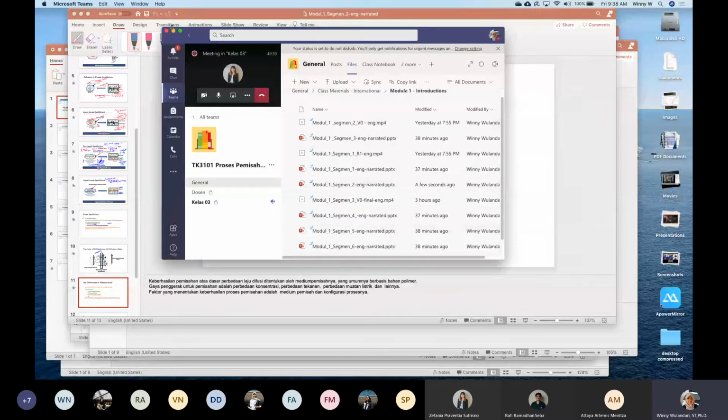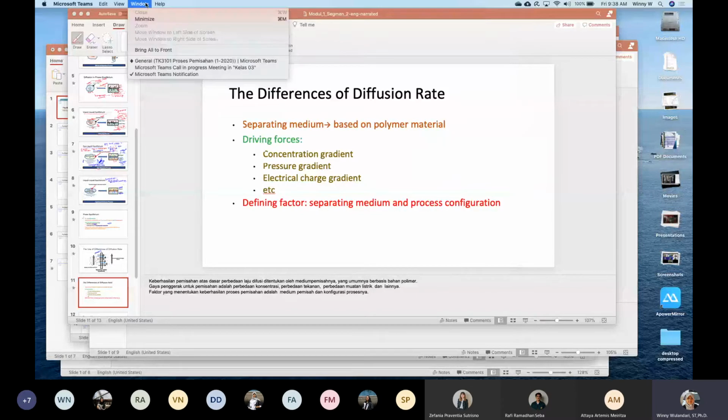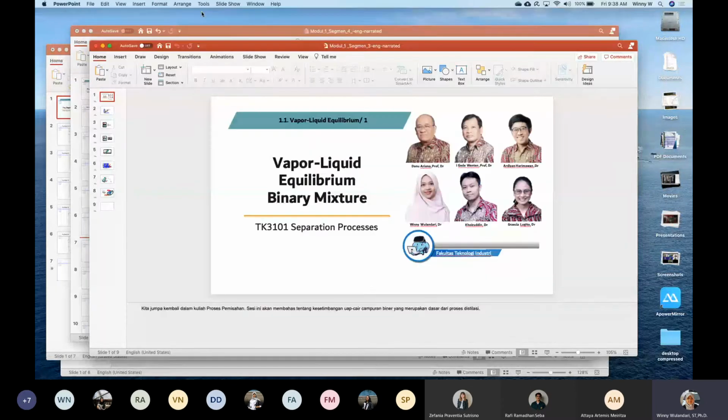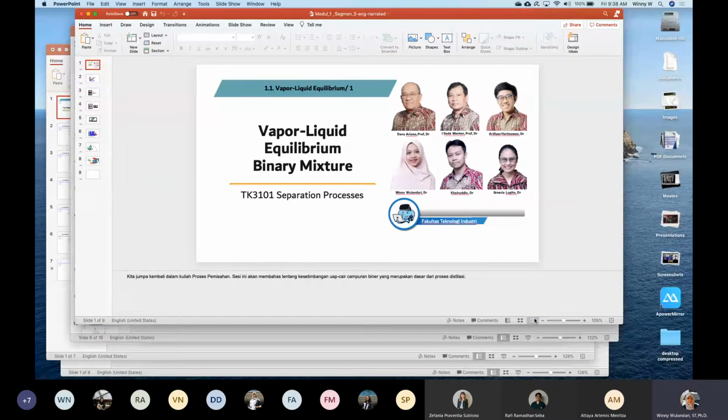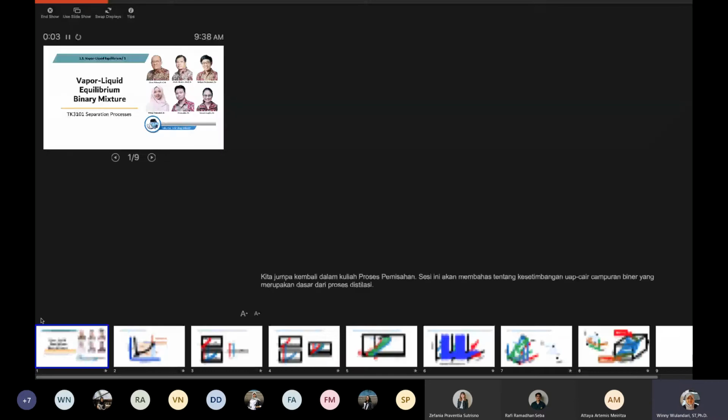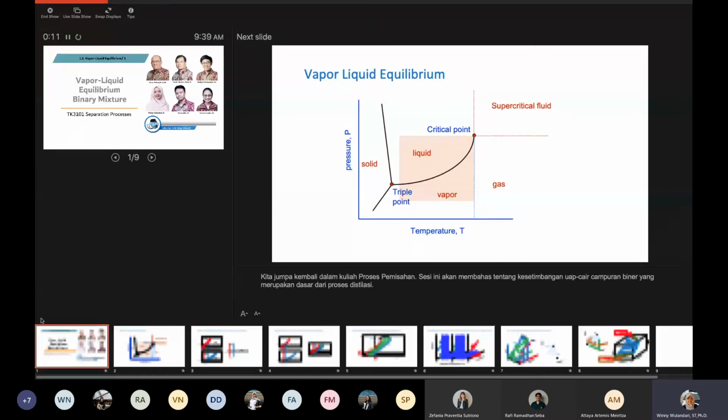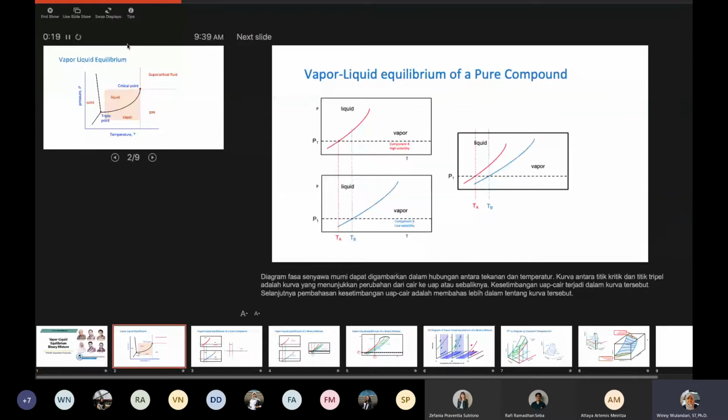Now let's open this. I will close it. Now I'm going to start explaining about this one. Okay, now we go to the third session, the third video, about vapor-liquid equilibrium of binary mixtures. Oh, sorry, I should put the gas over here, not in that area, in this area.